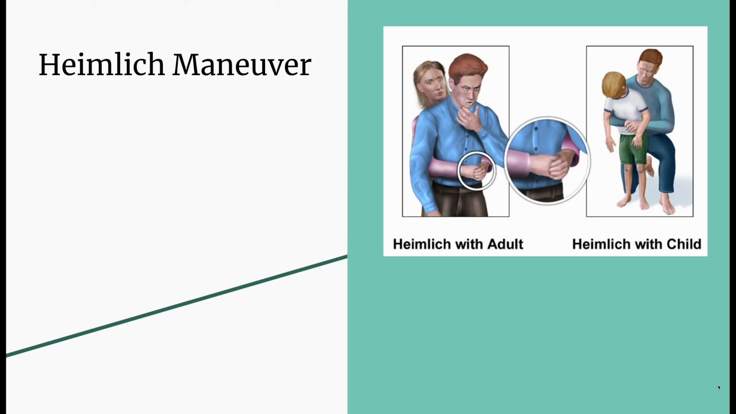Grasp your fist with your other hand and thrust inward and upward into the victim's abdomen with quick jerks. For a responsive, pregnant victim, any victim you cannot get your arms around, or for anyone in whom abdominal thrusts are not effective, give chest thrusts while standing behind them. Avoid squeezing the ribs with your arms. Continue thrusts until the victim expels the object or becomes unresponsive.